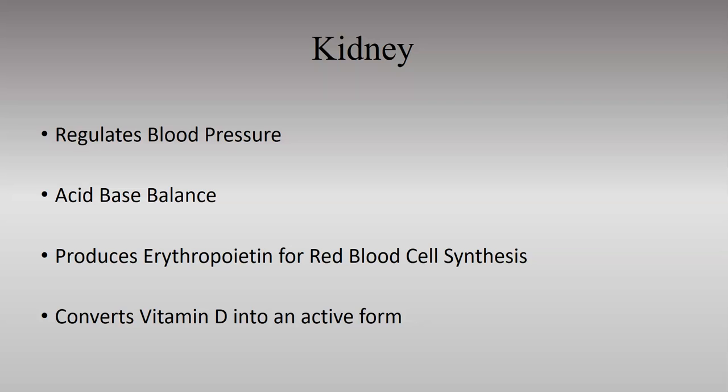It also produces erythropoietin, which is for red blood cell synthesis. So if you have a patient who is low on red blood cells, the kidney will kick in and say, hey, we really need to produce more. It sends this signal, which is erythropoietin, and says, hey, let's produce more, and then your body starts to do that. It also converts vitamin D into an active form.